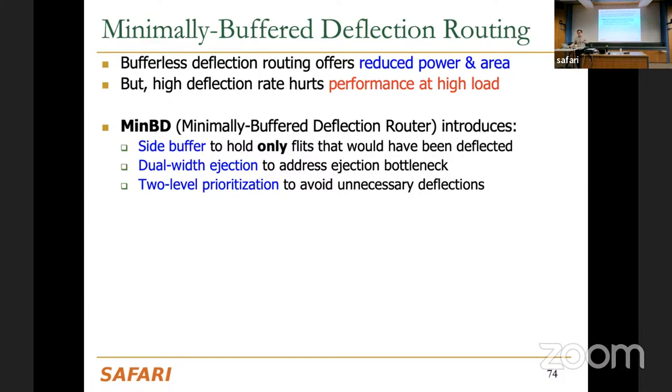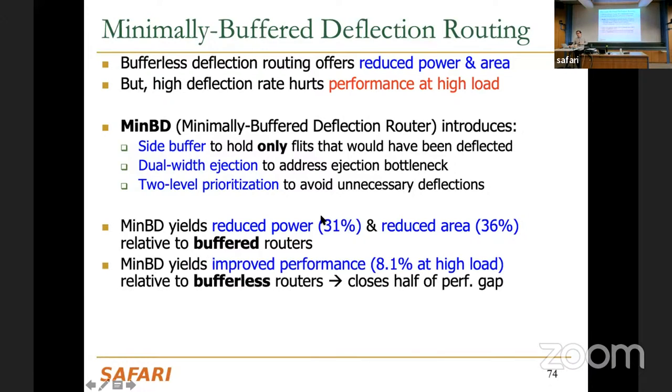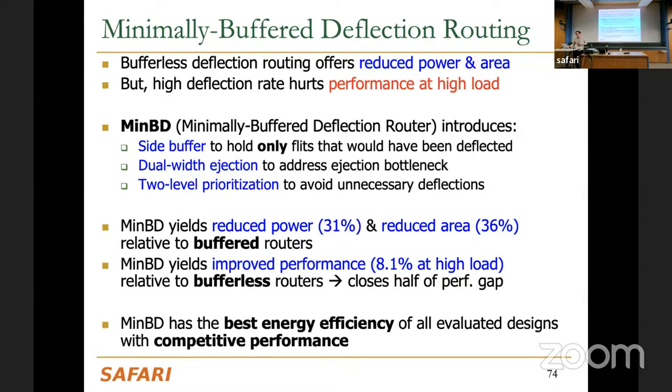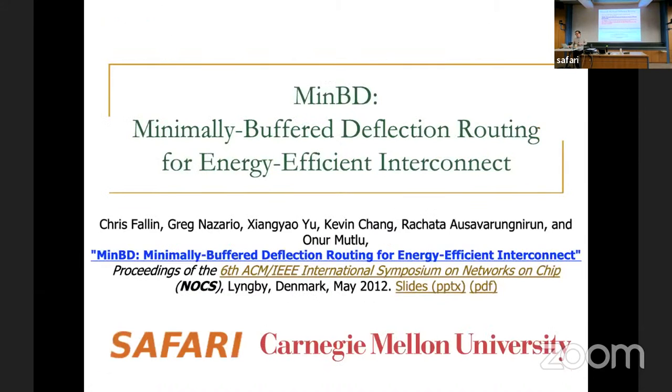So these are the major ideas in this work. They sound simple, and they are simple, actually. But they're based on observations that in these bufferless networks really hurt performance and efficiency. And in the end, compared to buffered routers, you preserve a lot of power and area reduction, and you get high performance compared to buffered routers. It closes half of the performance gap between bufferless and perfectly buffered. But in terms of energy efficiency, it's the best. So, okay, I'll go through this relatively quickly. And this is the paper that talks about it.